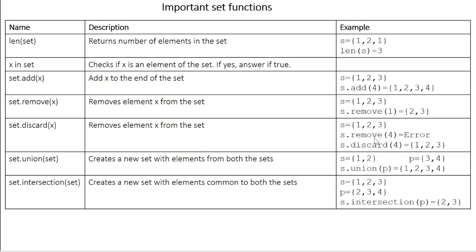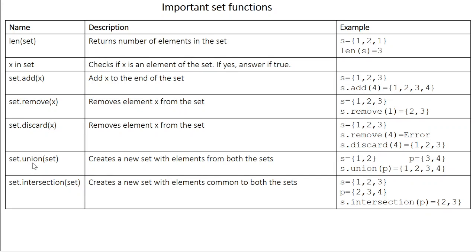So if your element is part of the set, then remove and discard work in the same manner. But if your element is not a part of the set, remove will give an error. On the other hand, discard doesn't do anything to your set. Your set remains unchanged. So this is the difference between remove and discard.